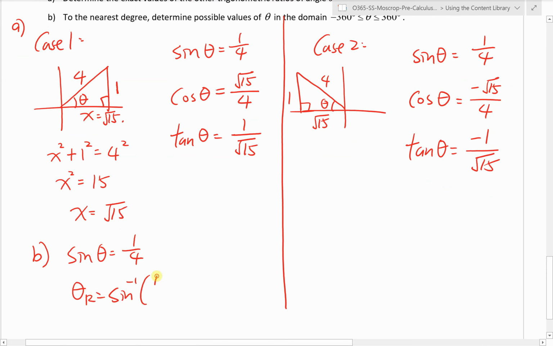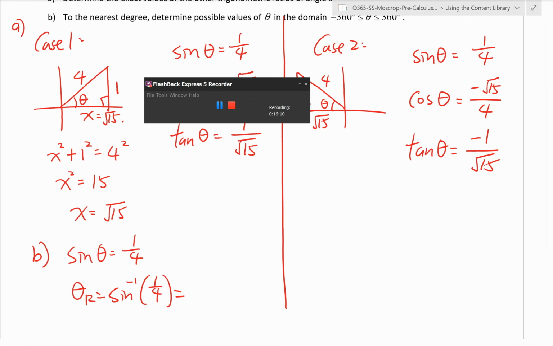Inverse sine of a quarter. I don't know what this is, I'll put this into a calculator. I struggle to find a calculator on me, it's kind of weird as a math teacher. Anyways, inverse sine of a quarter is, what do we need to round to? Round to the nearest degree. So this is actually 14.5.